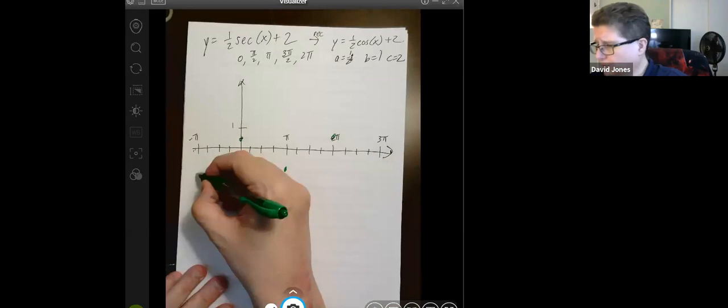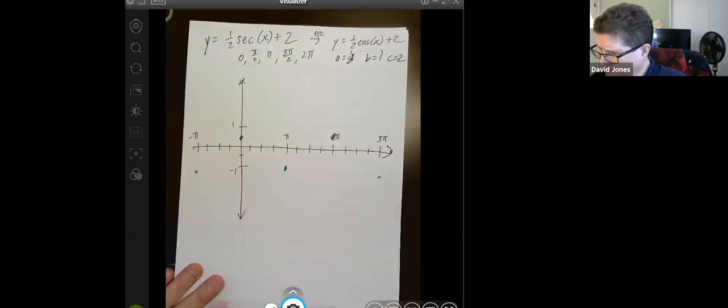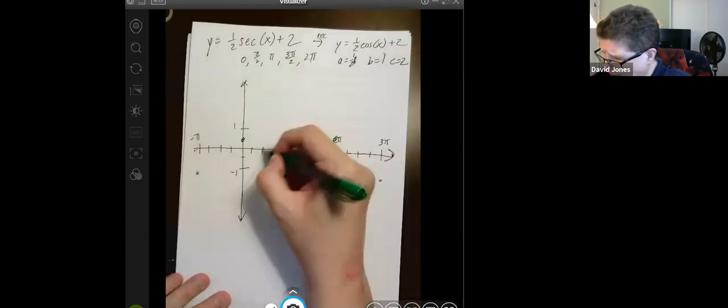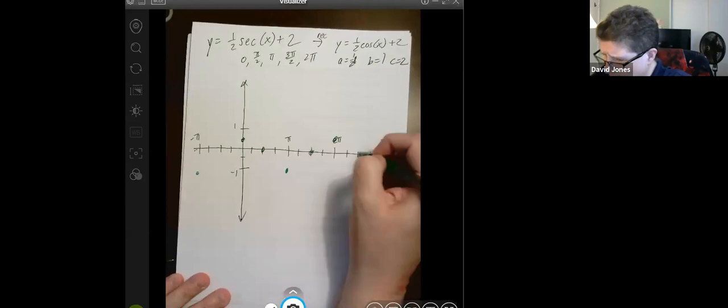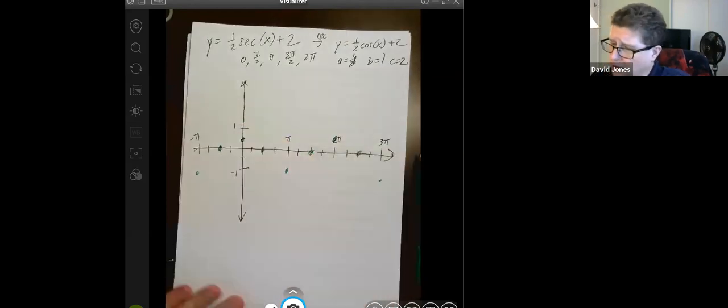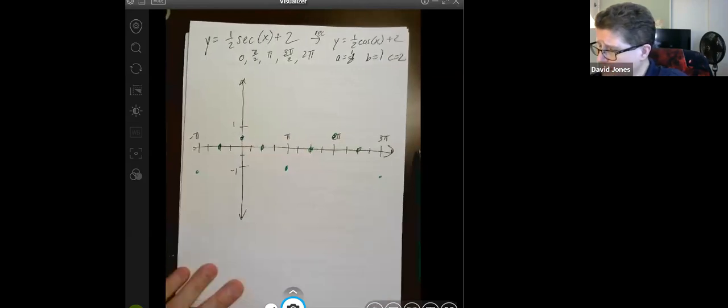I don't know why I put 4 dashes in there. That was unnecessary. And the quarter points are the zeros. The quarter points become our asymptotes.